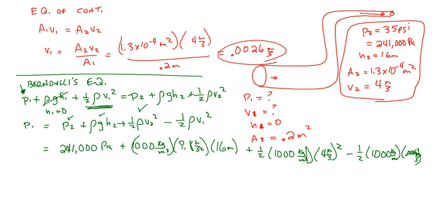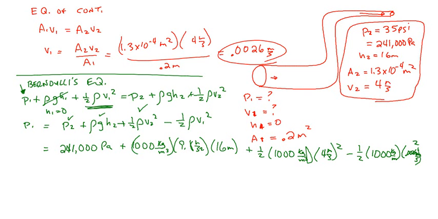I'm going to just do this on my little handheld calculator here. You've already seen it. 241,000 plus 1,000 times 9.8 times 16 plus 0.5 times 1,000 times 4 squared minus 0.5 times 1,000 times, what is that number? I can't read it now. 0.0026. And I left off the squared on that, so don't forget to square that number right there.